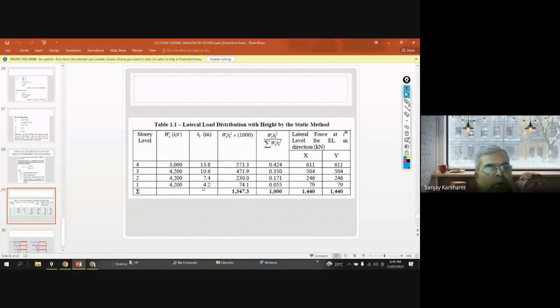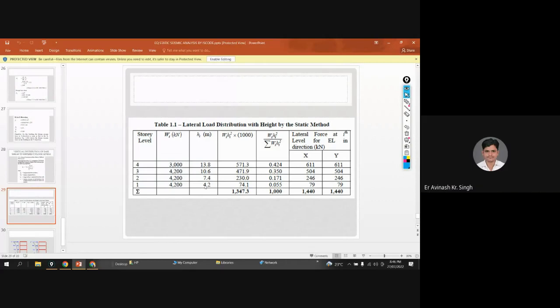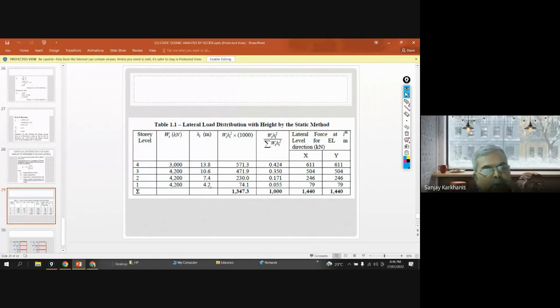Then height of the floor. First floor is at 4.2. Second floor is 4.2 plus 3.2, that is 7.4 plus 3.2, 10.6 plus 3.2, 13.8. Clear? Yes, sir. Now I will square this, multiply this, and put it over here. See, Wi Hi square multiplied by 1000, that means actually it is 571.3 multiplied by 1000. और फिगर ज्यादा बड़ा ना हो इसीलिए वो 1000 कॉमन निकाल के ऊपर लिया है. क्लियर?